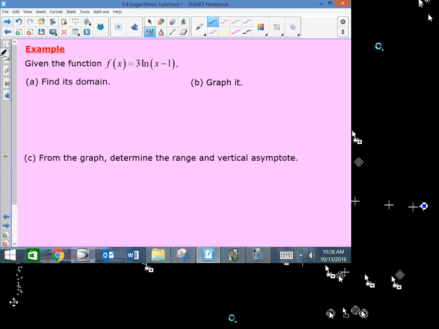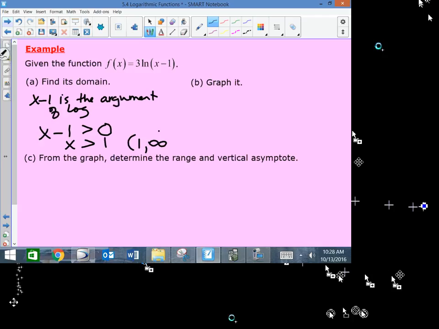Okay, find the domain of f of x equals 3 ln x minus 1. Okay, domain is what we can put for x. X is in a parentheses. We would call that the argument of log. Okay, so what does the argument have to be? Positive. X minus 1 is greater than 0. X is greater than 1, or 1 to infinity. It's your domain. Okay. All right, so graph.